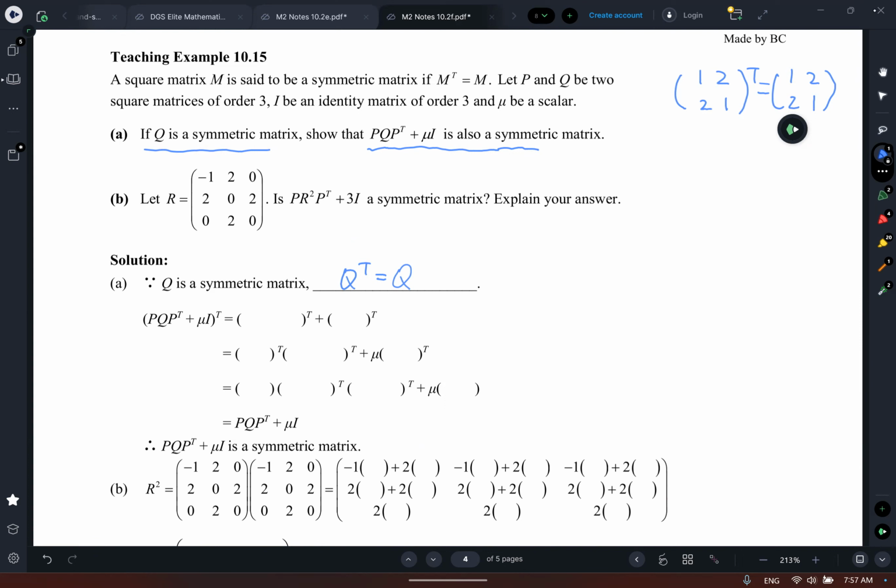Now, how about the objective? The objective is quite complicated. It has two parts. Let's simplify it and see if it's still a symmetric matrix. So I will take this objective and then look for its transpose. So (PQP^T + mu I)^T is equal to, you can see I'm using the properties one by one. So I will split them.